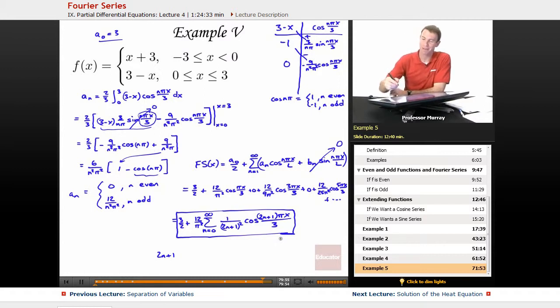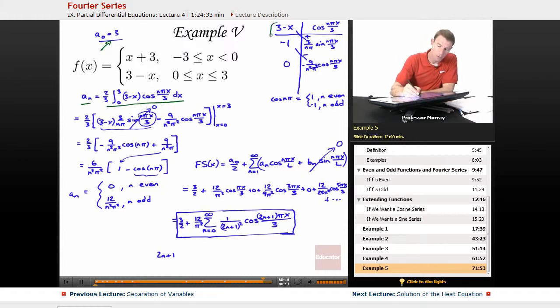So let me recap everything we did there. We figured out that a0 is equal to 3. That was on the previous slide, so not doing that again. For an, we got this formula on the previous slide, and of course that's an integration by parts problem. So I went to my integration by parts table here. This is tabular integration by parts. And I worked out derivatives of 3 minus x, integrals of cosine of n pi x over 3, and I connected them up with little diagonal lines with alternating signs.